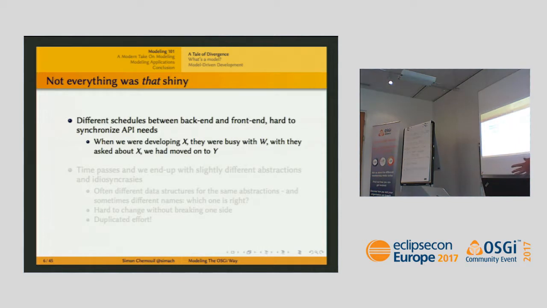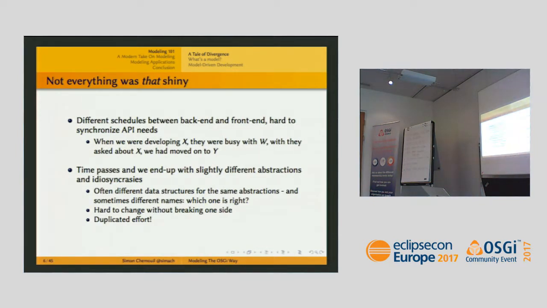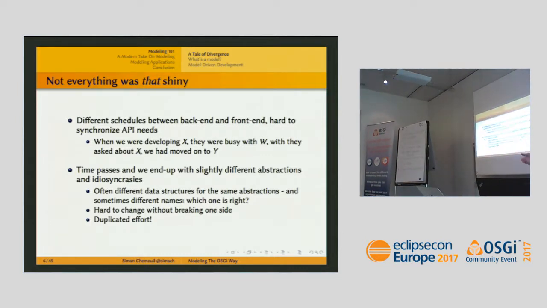But we had some problems, because of different schedules, because we didn't have so much time to synchronize. The front end and the back end, which were using the same data types, the same services, started to drift away. Sometimes you had the same abstraction with different structures, or sometimes the same structure with different names. Sometimes we didn't know which one was right. And if we wanted to change or fix things, we would break things, and it would become difficult to maintain.